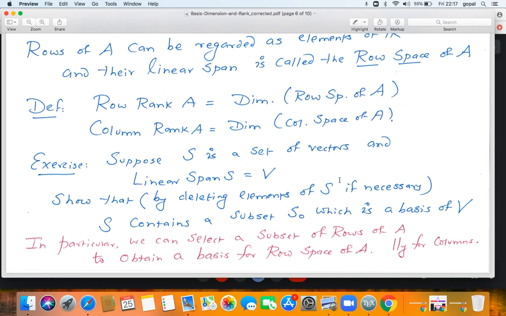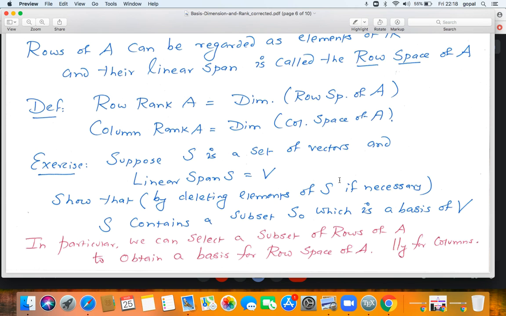So the exercise says, suppose S is a set of vectors such that the linear span of S is V. Show that by deleting elements of S if necessary, S contains a subset S naught, which is a basis of V. In fact, I have given you the solution to this exercise. I just rattled off the solution. In particular, you have taken the rows of a matrix and looked at the linear span of the rows. The rows themselves may not form a basis for the row space. The rows themselves may not be linearly independent, but by omitting some of these rows, you can get a smaller subset of rows that will serve as a basis for the row space of A.